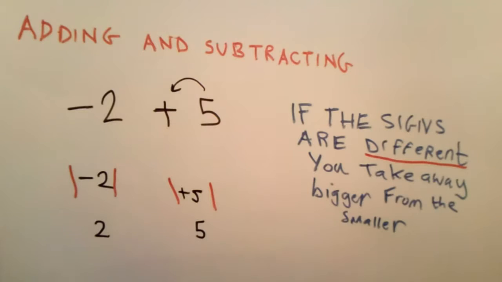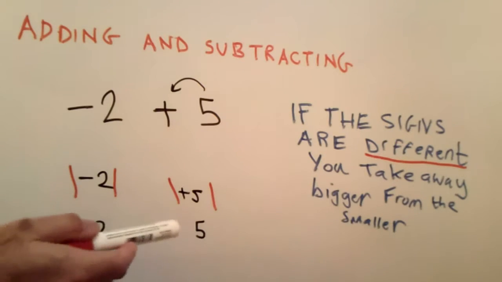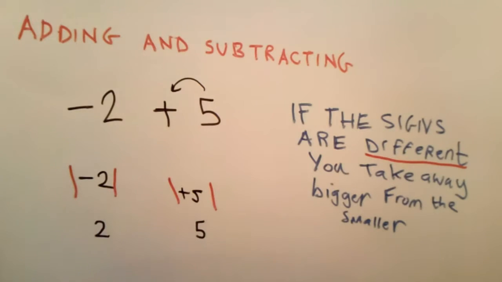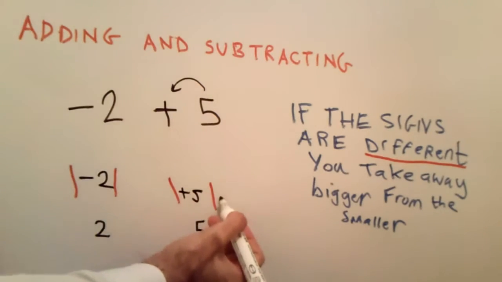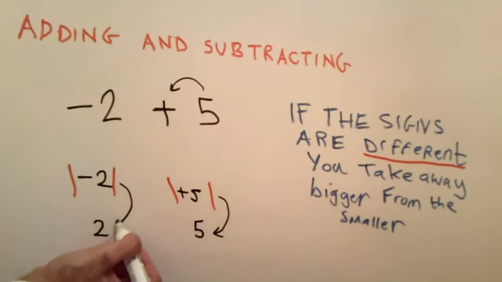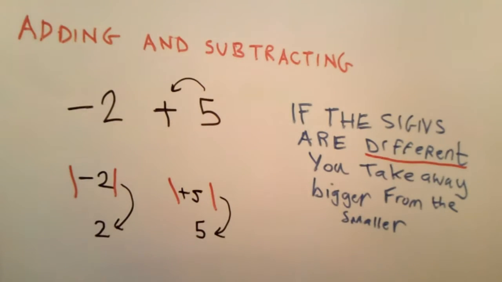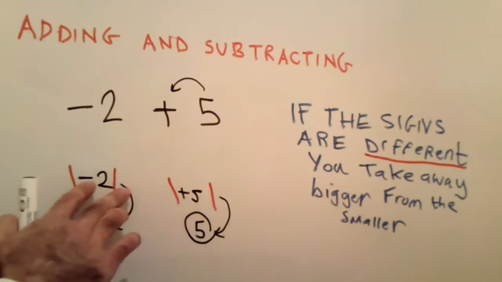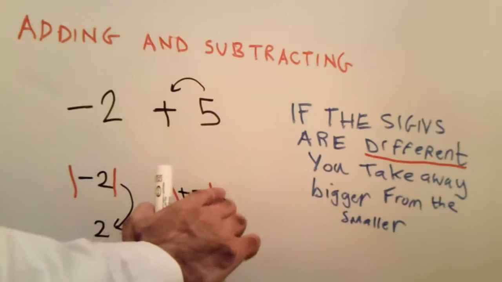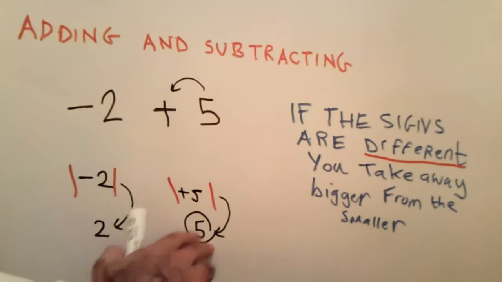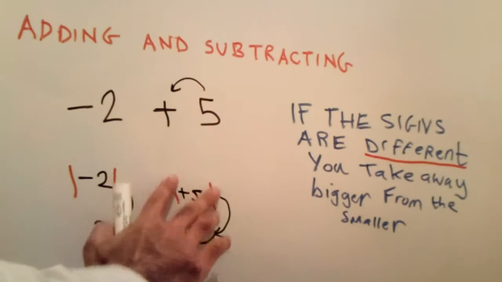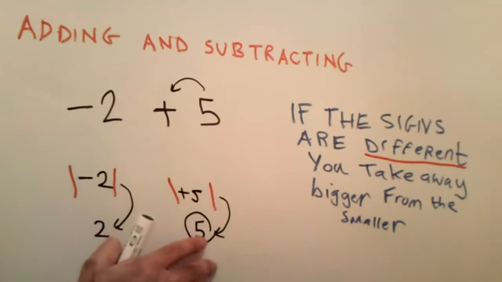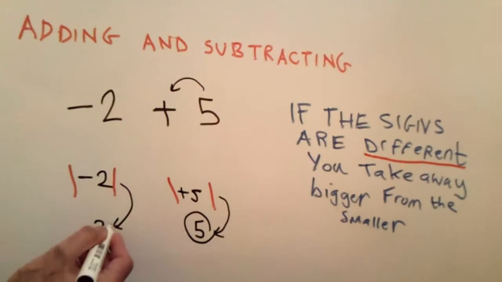Then you see which is the bigger value after you've done the absolute value. So here the bigger value is 5. I know positive 5 is bigger than minus 2 anyway, but we're considering the numbers after we've applied the absolute value. So we've got 5 and we've got a 2.